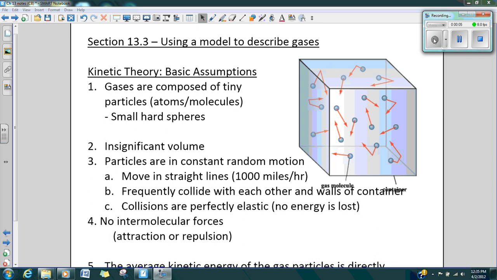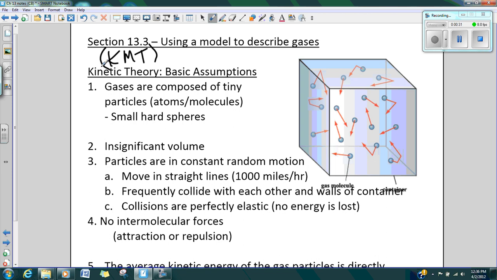Hello, everybody. This is going to be our last podcast of this chapter 13. And here we're talking about using a model to describe gases. And we're talking about the kinetic molecular theory. And sometimes you will see this abbreviated in certain texts or things that you look at as KMT. So the kinetic molecular theory are some basic assumptions, as you can see, about gases.